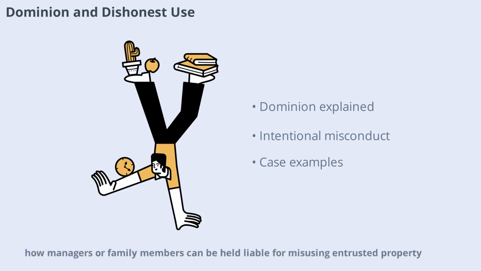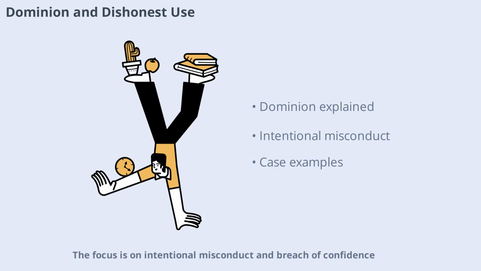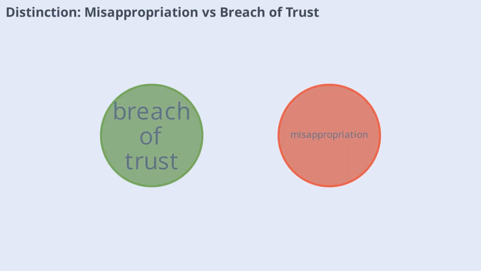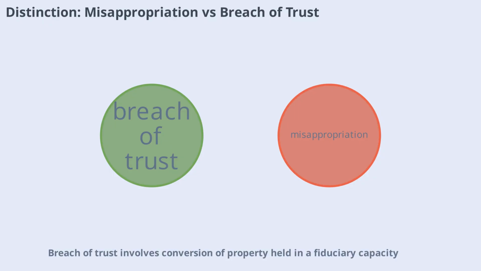Suraj Kumar illustrates how managers or family members can be held liable for misusing entrusted property. The focus is on intentional misconduct and breach of confidence. Criminal breach of trust differs from misappropriation in several ways. Breach of trust involves conversion of property held in a fiduciary capacity, often with a contractual relationship.